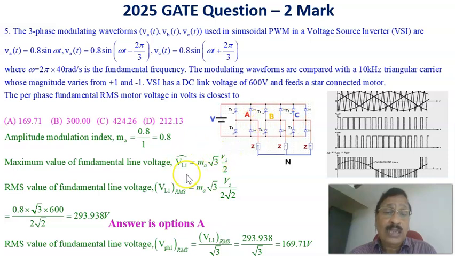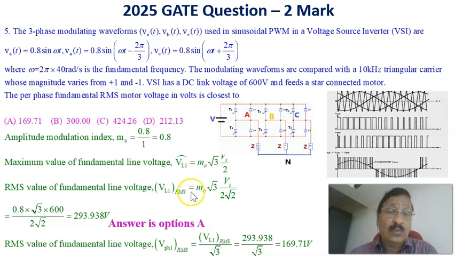The RMS value of the fundamental line voltage can be calculated as follows. The maximum value of the fundamental line voltage is given by MA into √3 Vs divided by 2, and the RMS value is the maximum value divided by √2, or MA into √3 Vs divided by 2√2. Therefore, the question is what is the per phase fundamental RMS value?